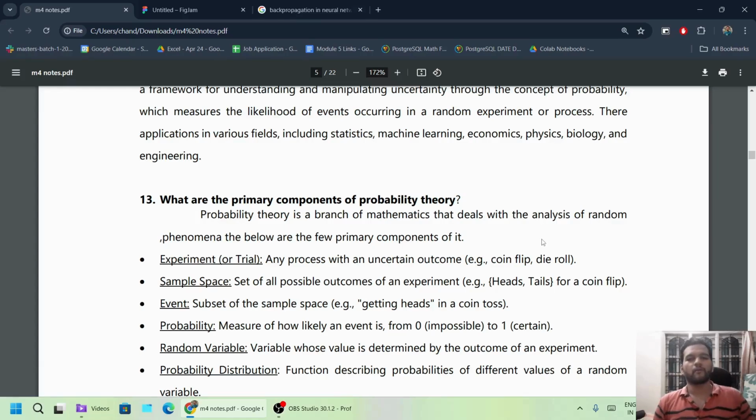Next one is probability. It measures how likely an event will occur, from 0 to 1. For example, if I say 0 is tail and 1 is head, what is the probability, or what is the likelihood, that the event will give a result of heads? That is certainty.